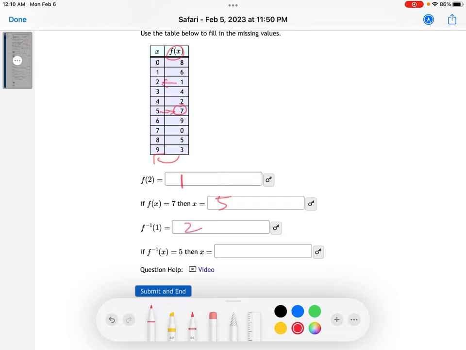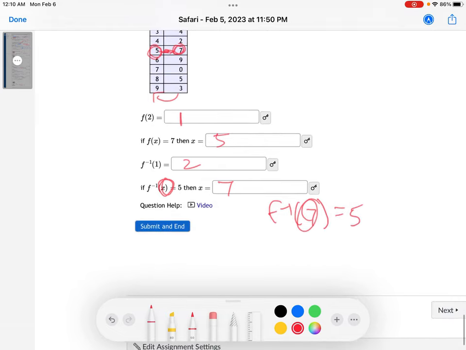And if the output here is a 5, what makes that 5? Well, a 7 would make that. f⁻¹ of 7 is equal to 5. If we put 7 into our inverse function, we'll produce that 5. Okay, that's everything.